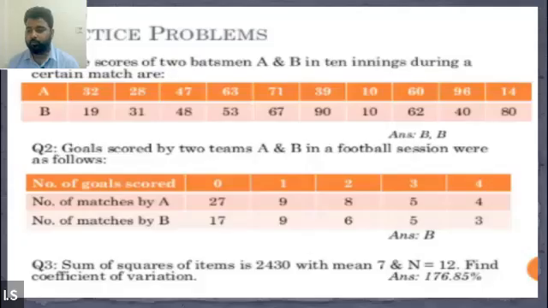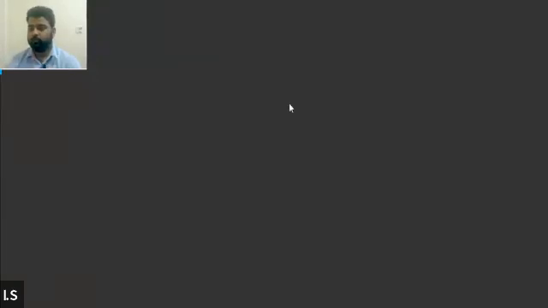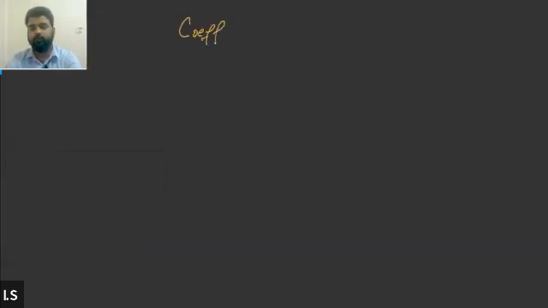Okay, now let's talk about the coefficient of variation. First of all, what is coefficient of variation? That we need to understand, and then we will do questions based on it. So just like any other tool, coefficient of variation is also a statistical tool.